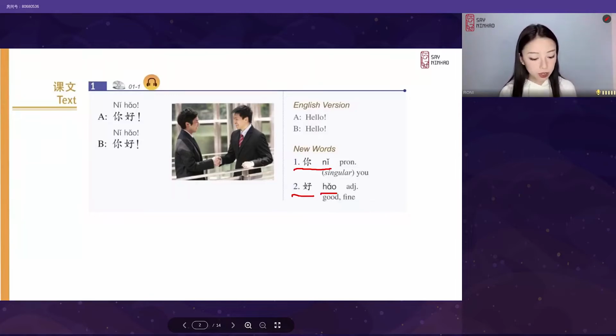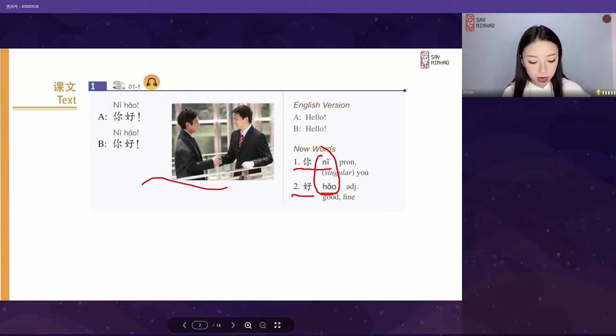So when we put these two together, what should we do? There are two third tone put together. Well, then we should, yes, tone Sandy, right? Tone Sandy. We should change the former one into second tone. So it is not 你好, it's 你好, 你好. Very good.